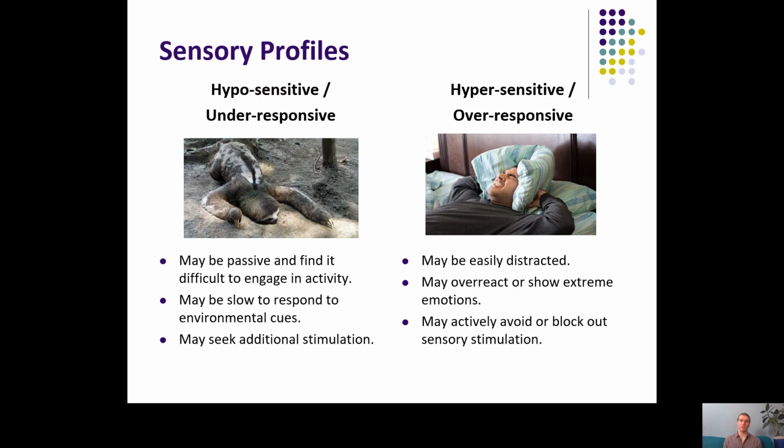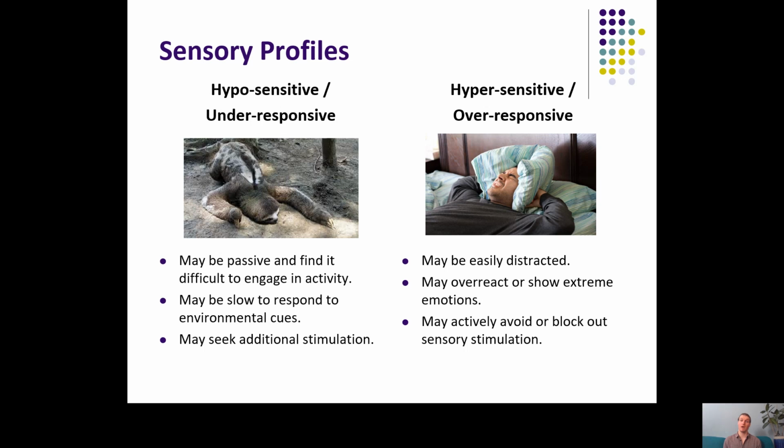And I've been giving examples of both of the different sensory profiles. So why don't we talk a little bit about what they are? The first one is called hyposensitive. This is when you're very under responsive to certain sensory stimuli. So you might find that you're more passive and find it difficult to engage in activity. You might be quite slow to respond to environmental cues, and therefore you might spend time seeking additional stimulation. So doing things so you can really gather those sensations, because naturally you don't feel it as often.